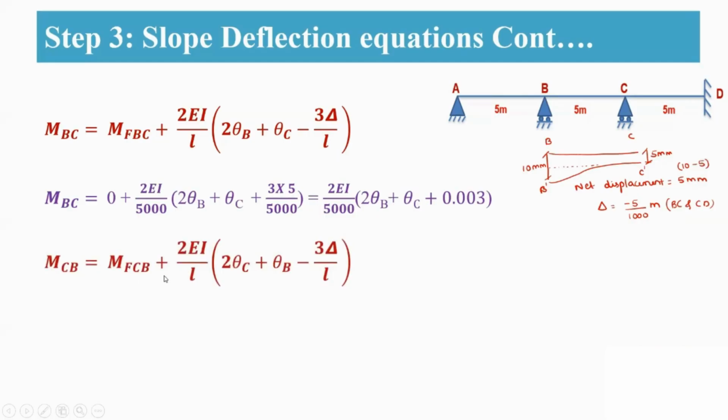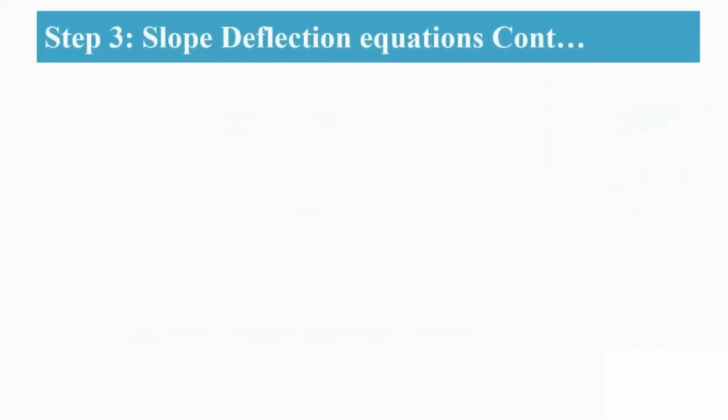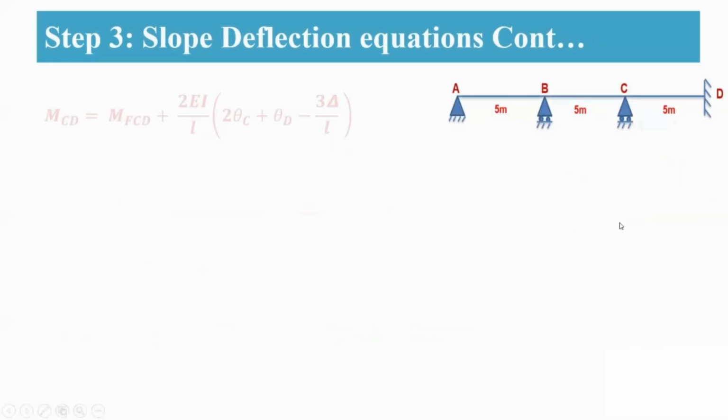Similarly, for MCB also, you are going to substitute all the values. Here also delta will be equal to minus of minus 5 by 1000 only. EI is constant throughout, and the fixed end moments are 0 for both the cases. So this is related to the BC span and CD span. Clear? Now coming to your next step, that is related to the CD span.